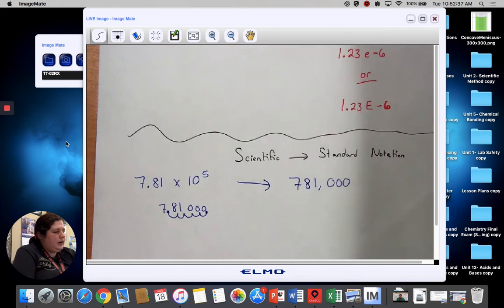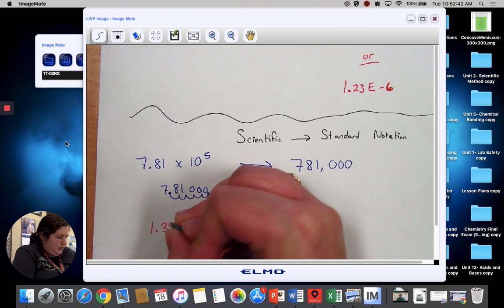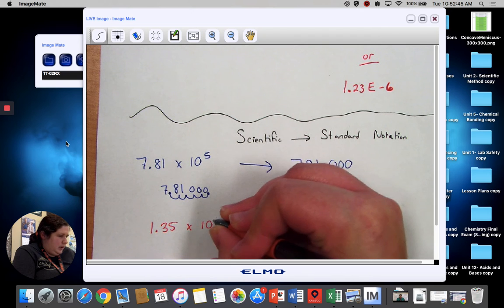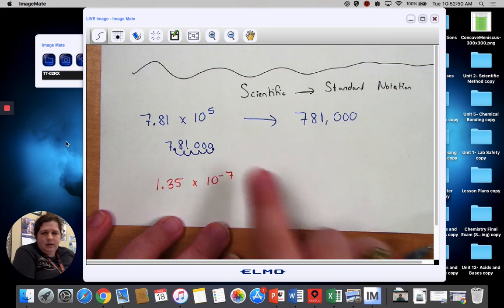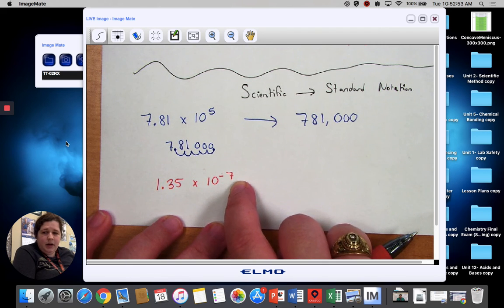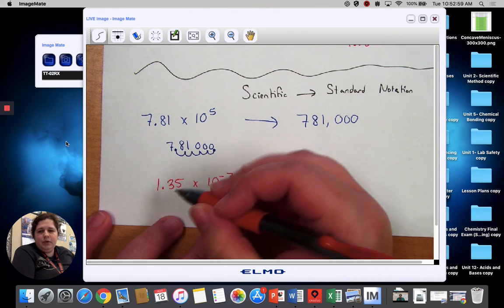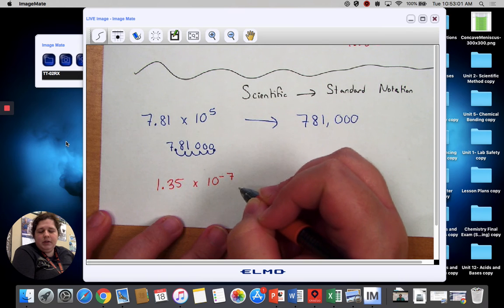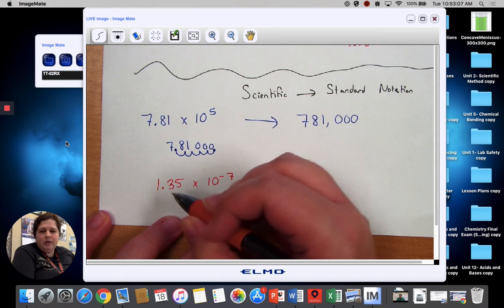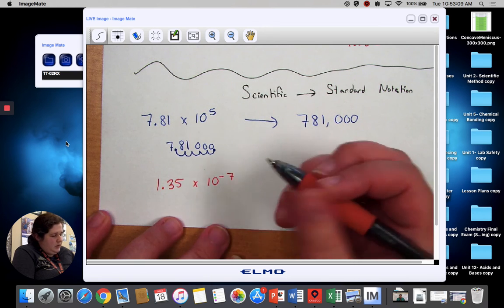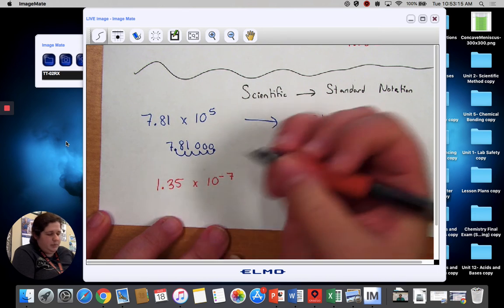Okay, let's say that I have 1.35 times 10 to the negative 7. Okay, negative 7 means that it's going to be a small number, like a decimal. So let's think of it this way. If I move it to the right, is that going to make a big number or a small number? Okay, if I move it to the right, it's going to be a big number. Left, it's going to be a small number. Okay, so I'm going to move it 7 times to the left, because this is negative 7, small number.